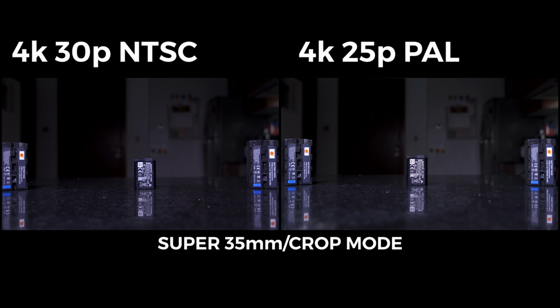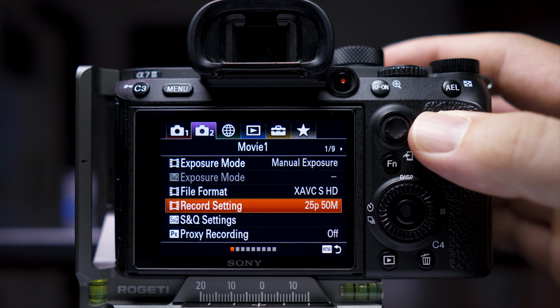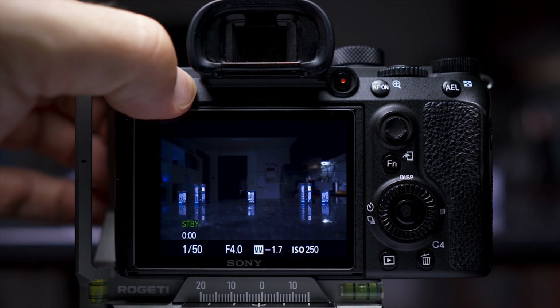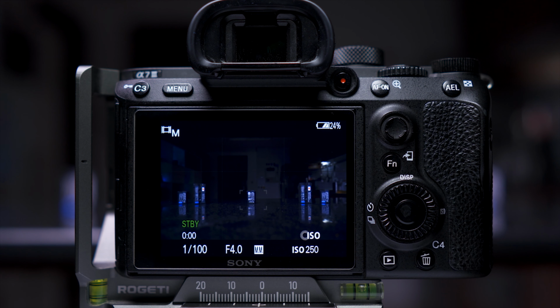So as you can see, the Super 35mm crop mode is exactly the same from NTSC to PAL. In PAL mode, if you switch to HD, it still has the same frame as it has in 4K 25p. And even when you switch it to 100 frames a second, it'll still have the same crop.